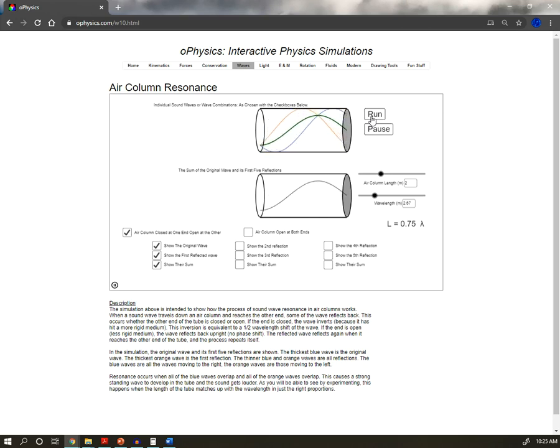And the second overtone would be the fifth harmonic. 4L divided by 5. 4L would be 8, divided by 5. 8/5 would be 1.6. And there you are.